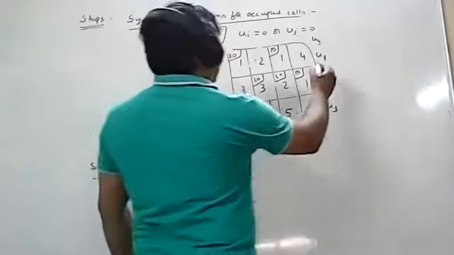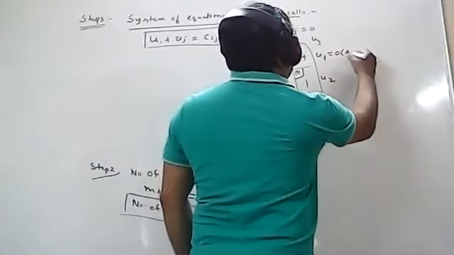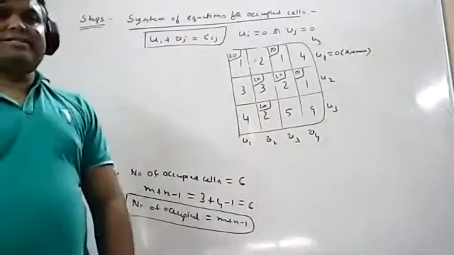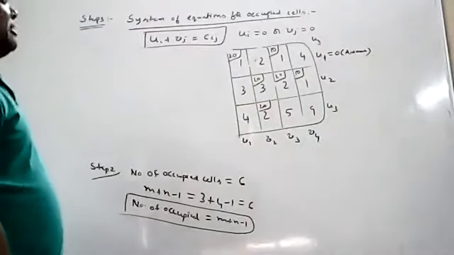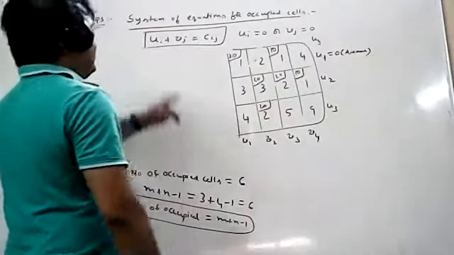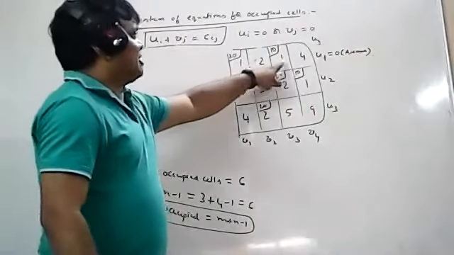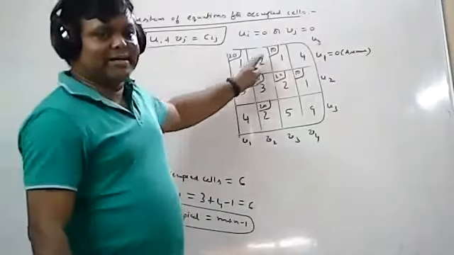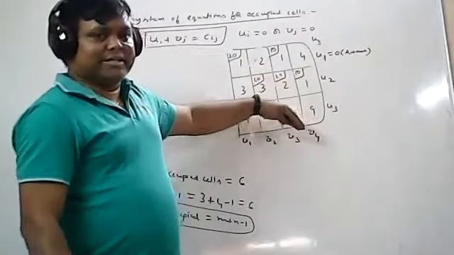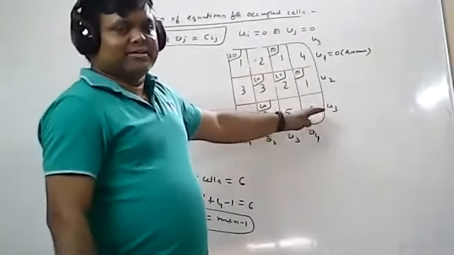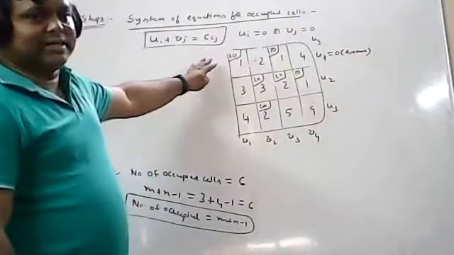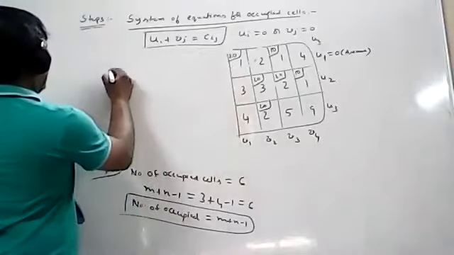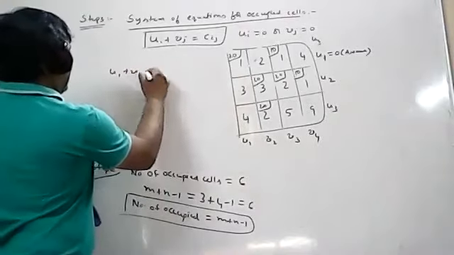So initially, what do you have to assume? You have to assume initially U1 equal to 0. You can consider any one, but I will always consider the first value as 0. So I am assuming that U1 equal to 0. Now I will apply the formula only for occupied cells. Now I will tell you directly how to calculate these values. Yesterday I explained in detail, so it is not required. Only the first value I will calculate. What is the cell number? The cell number is 11. So 11 means what you will get? U1 plus V1 equal to C11.